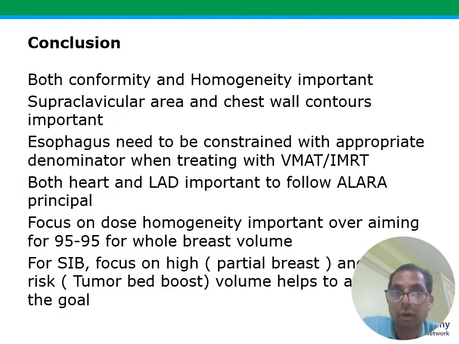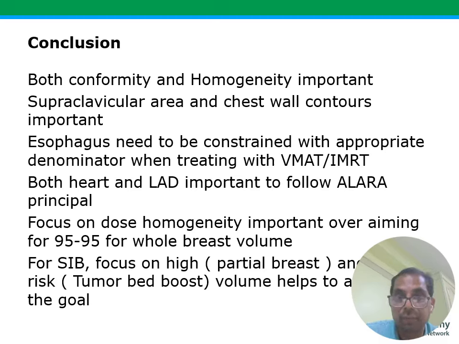So in conclusion, both conformity and homogeneity are important for avoiding unnecessary doses to heart, lung, and esophagus. The contouring of supraclav area and chest wall is very important. We need to be consistent and not over contour or under contour to avoid coverage issues, but more importantly, increased dose to heart, lung, and esophagus.